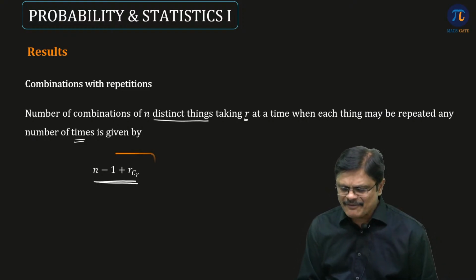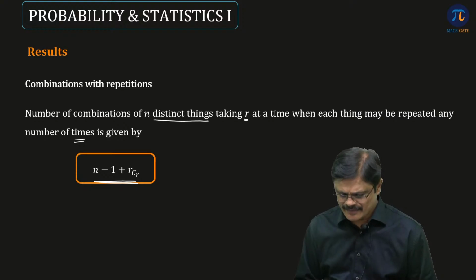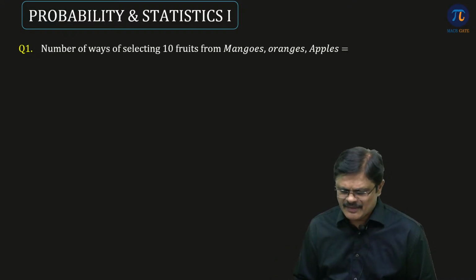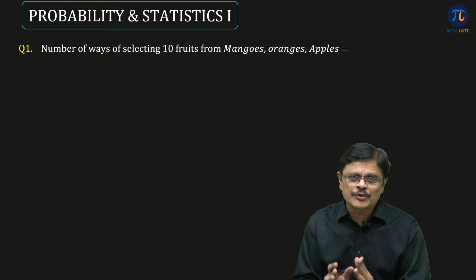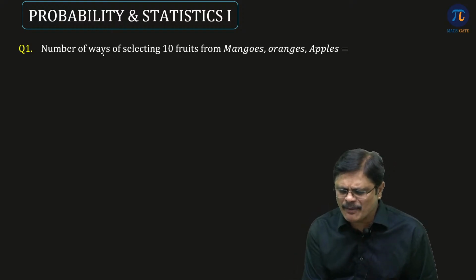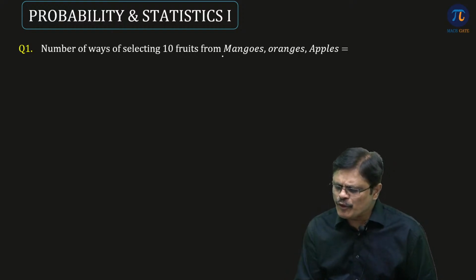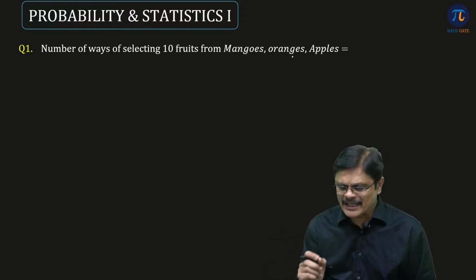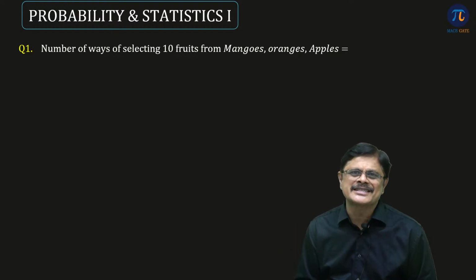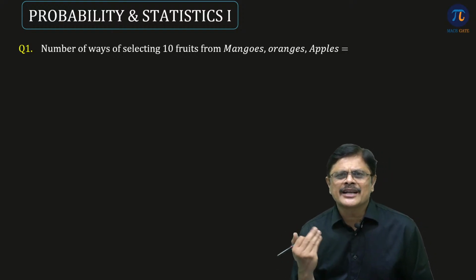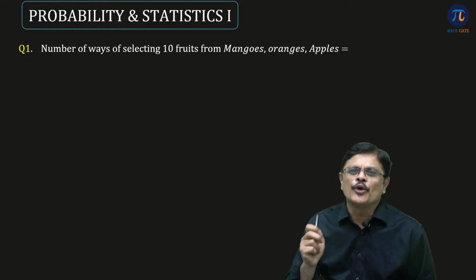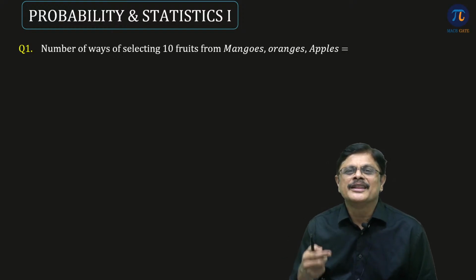So what I do is I first give you one example to explain the idea, then I'll give you the formula and we solve more problems on that. Consider it is only a combination question, it is not a probability question, sir. Suppose the number of ways of selecting 10 fruits from mangoes, oranges and apples. How can you select 10 fruits from 3 fruits? Obviously, it is possible only when there is a repetition of the fruits.